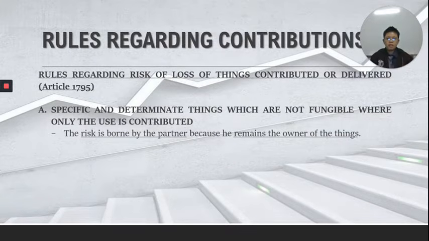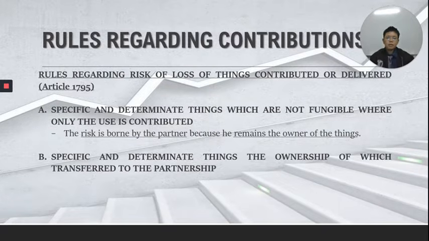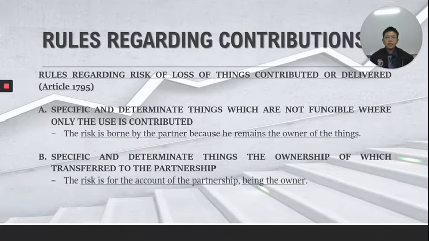Here, class, it follows the general rule of res perit domino. Owner bears the risk of loss. That's why it is the partner who will bear the risk of loss. Here also, if the object is destroyed, it is as if the partner did not contribute anything. What else? Number 2, same specific and determinate object, but the ownership is transferred to the partnership. So please take note of the phrase, ownership is transferred to the partnership. So if the partnership is the owner already, obviously, it is the partnership who will bear the risk of loss. Again, res perit domino. What else?